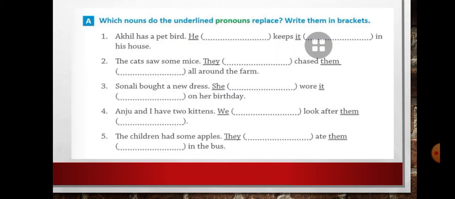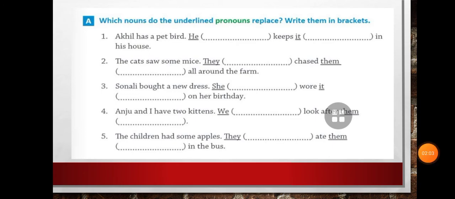So, children, exercise A is given here. Which noun does the underlined pronoun replace? Write them in the bracket. What you have to do is write which noun is used for the given underlined pronoun. So, children, Akhil has a pet dog. Here he is used for Akhil. You know that we use he for a boy, she for a girl, it for an animal or thing. So, he is used for Akhil and keeps it. It is used for bird. So, Akhil keeps a bird in his house. Like this, you will write.